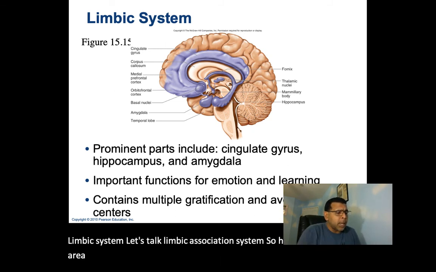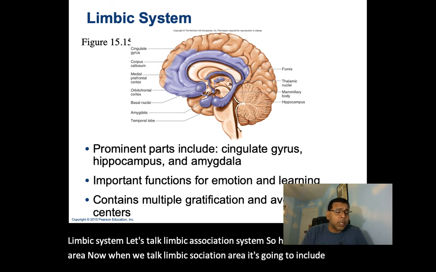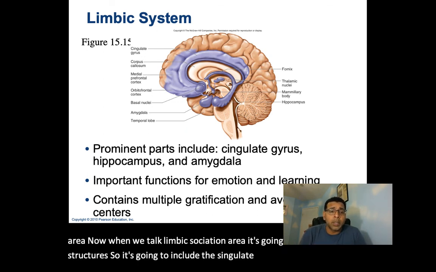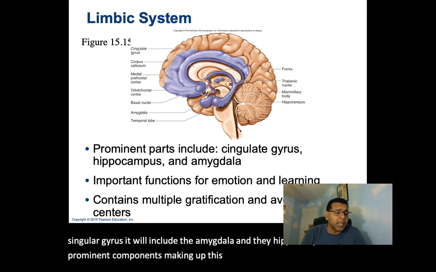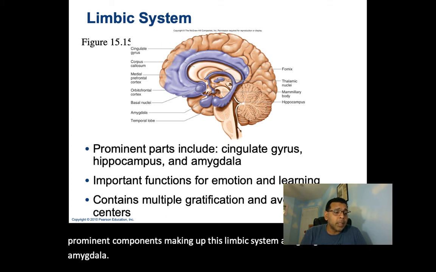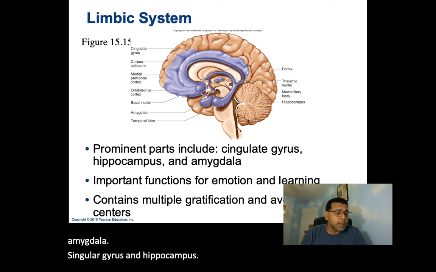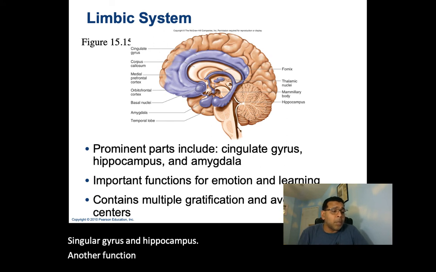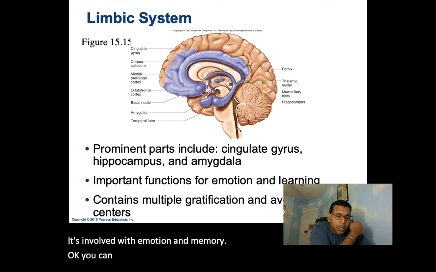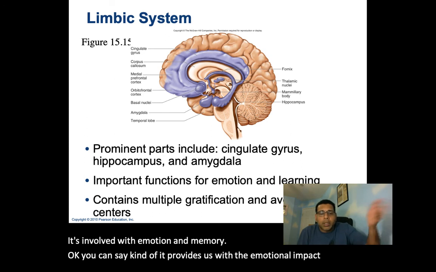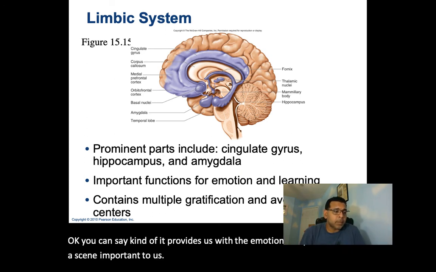Now, when we talk limbic association area, it's going to include a few structures. It will include the cingulate gyrus, the amygdala, and the hippocampus. So the prominent components making up this limbic system are the amygdala, cingulate gyrus, and the hippocampus. Now the function is that it's involved with emotion and memory. You can say it provides us with the emotional impact that makes a scene important to us. So emotion and memory.